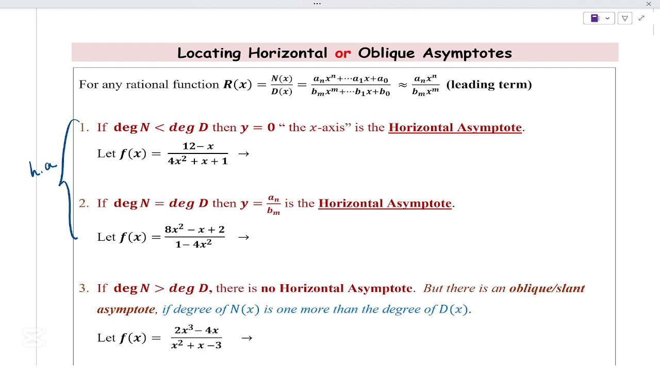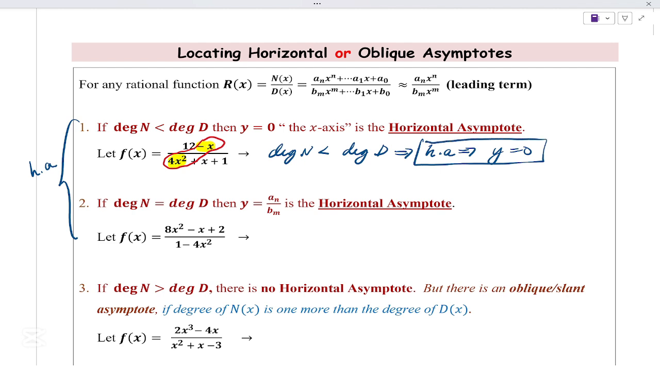So let's have example 1 on the first case. We have a given function, and let us locate the leading term. The leading term of the numerator is -x, and the leading term of the denominator is 4x squared. As you can see here, the degree of the numerator is less than the degree of the denominator. So we can say that there is a horizontal asymptote, which is y equals 0.